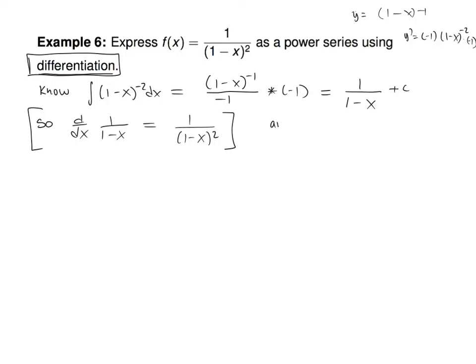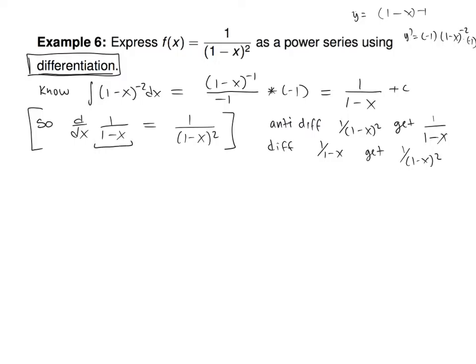If I anti-differentiate 1/(1 - x)^2, what do you get? 1/(1 - x). Which one do I differentiate to get the other? If I differentiate 1/(1 - x), I get 1/(1 - x)^2. So here's the thing. You either can integrate something you can find a series for, or you can differentiate something you can find a series for. Which one should you do? Which one can you find a series for?